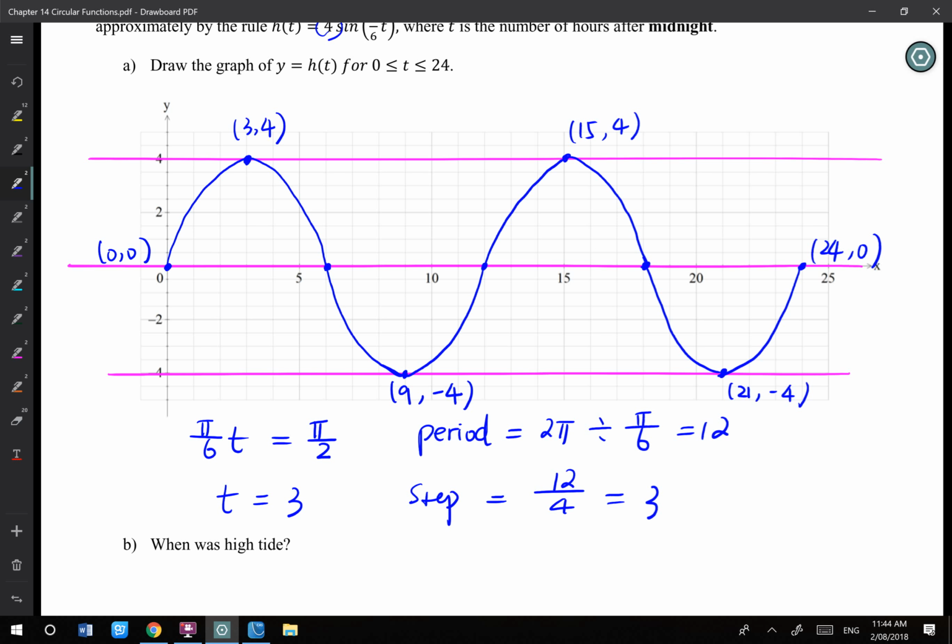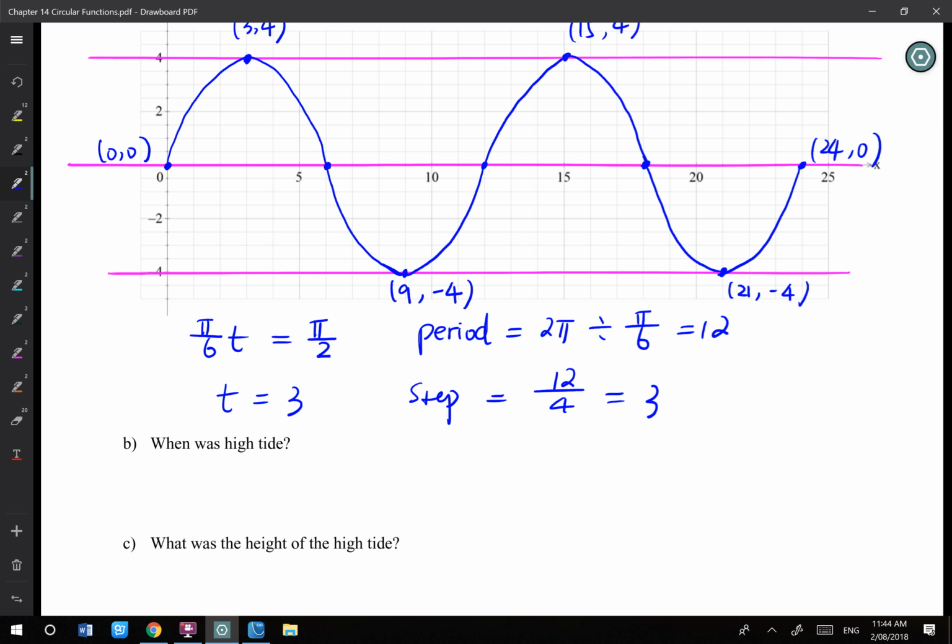You should have a graph that looks like this. Your graph needs to be beautiful enough to get the mark. It can't be too fat. That graph is not a sine graph. You will lose a mark, maybe the shape mark.